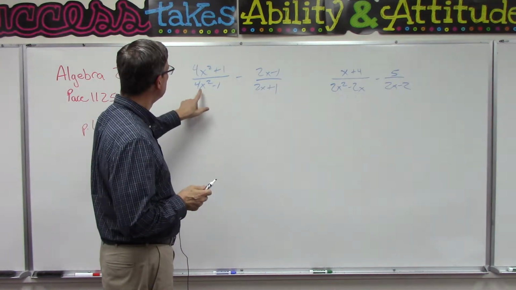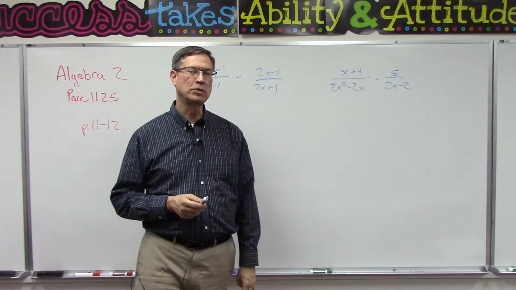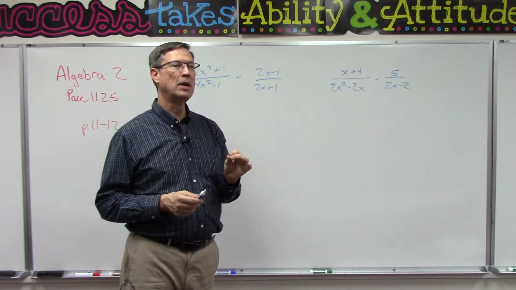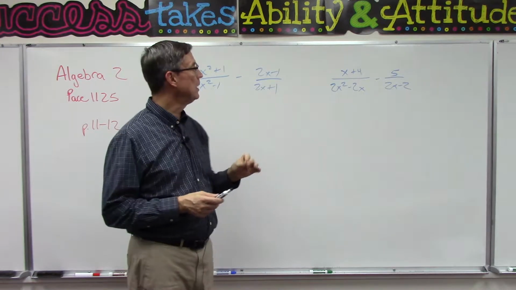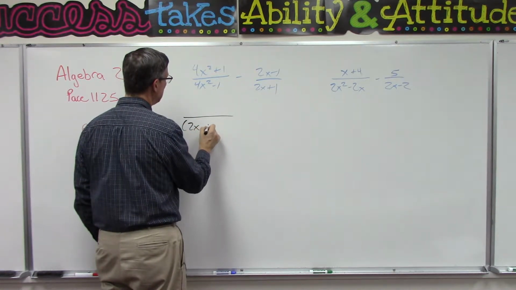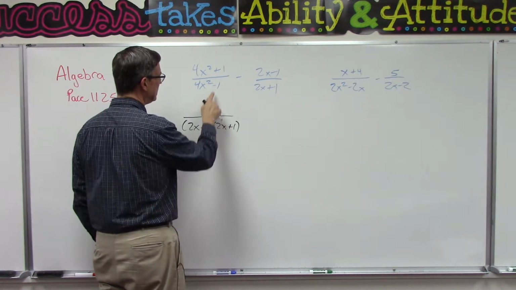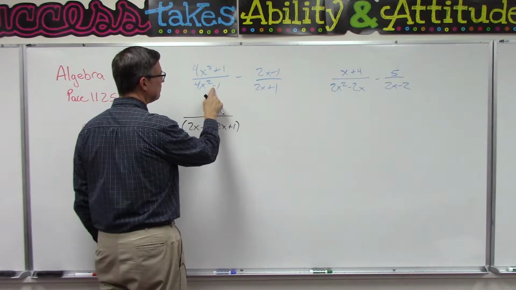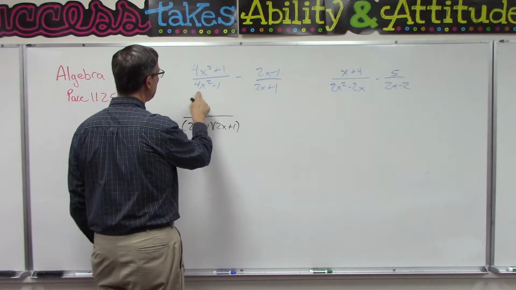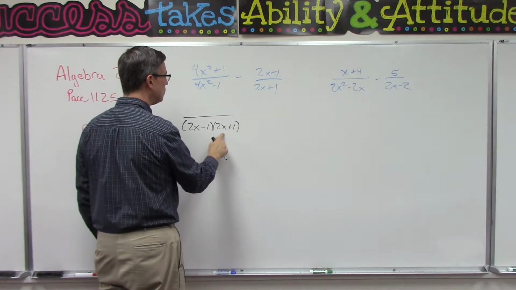If you think back, this denominator here is actually the difference of perfect squares, because I can take 4x squared and take the square root of that, and I'll have 2x. So I could factor this denominator to be 2x minus 1 and 2x plus 1, because there's no middle term here. It's just the difference, subtraction. 1 is another square term because 1 times 1 is 1. The square root of 4x squared is 2x. So we have 2x minus 1, 2x plus 1.